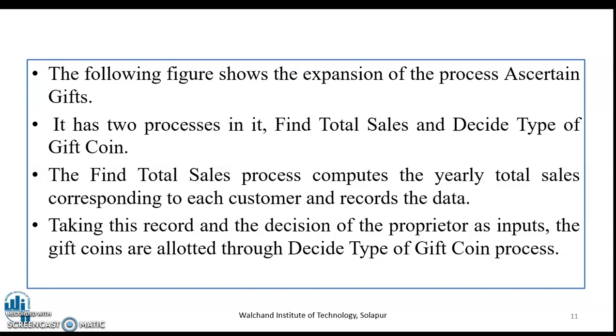Now the following figure shows the expansion of process certain gifts. Now this was the second process, and it has two processes in it. So, find total sales. When we want to give the gift, obviously you have to find out the total sales and decide the gift coin as it was told in the description. The find total sales process computes the yearly total sales corresponding to each customer and records the data. So taking this record and the decision of the proprietor as input, the gift coins are allotted through the decide type of gift coins process.